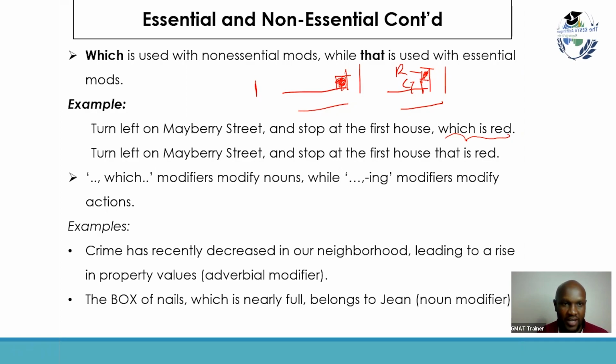For example, crime has recently decreased in our neighborhood, leading to a rise in property values. So this is an adverbial modifier. Adverbial modifiers modify actions or adjectives. Of course, the assumption of this particular lesson is that you know the basic parts of speech, you know what an adverb is, what an adjective is, and what a verb is. That will not be covered within the scope of this lesson. The onus is upon you to do more research into the basic parts of speech if you still have a problem with that.